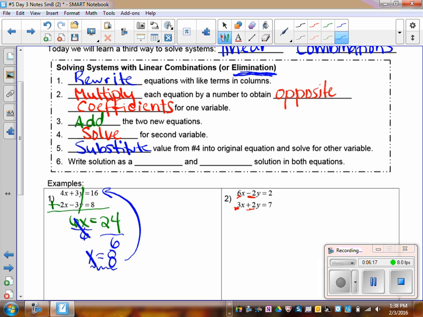Okay, and remember you write your solution as an ordered pair, which looks like this, x comma y.